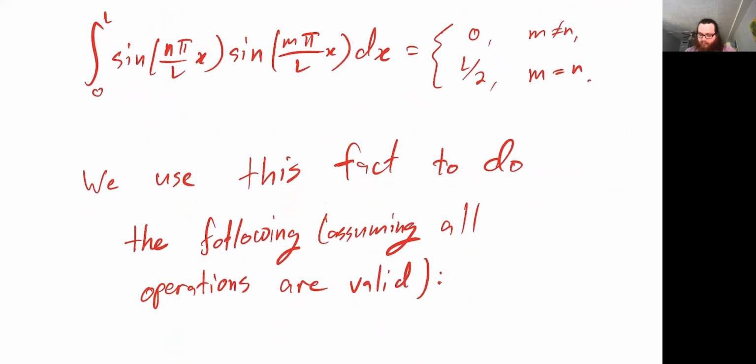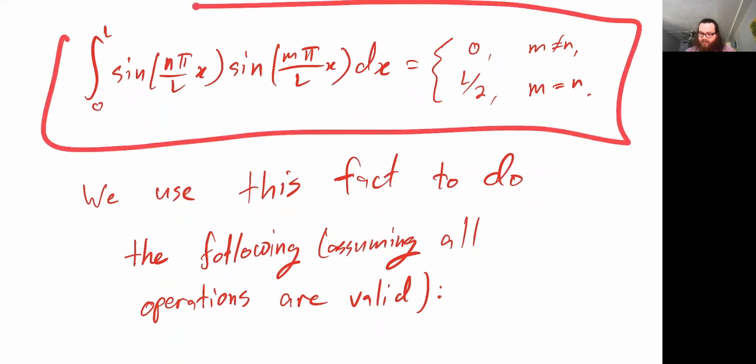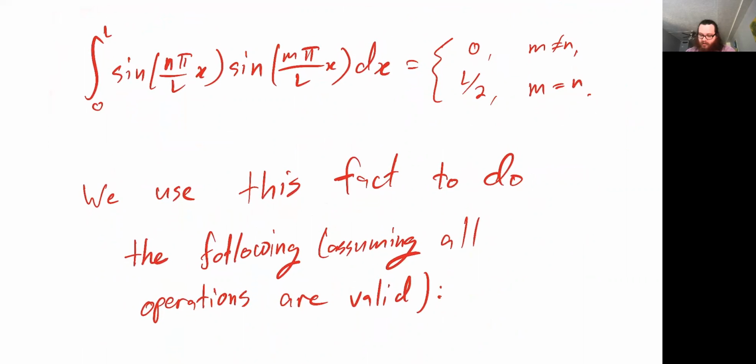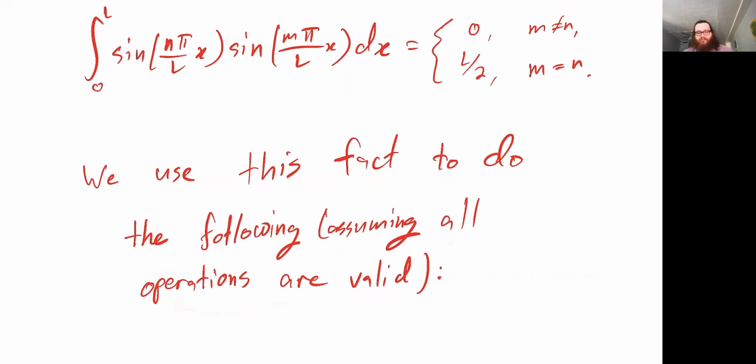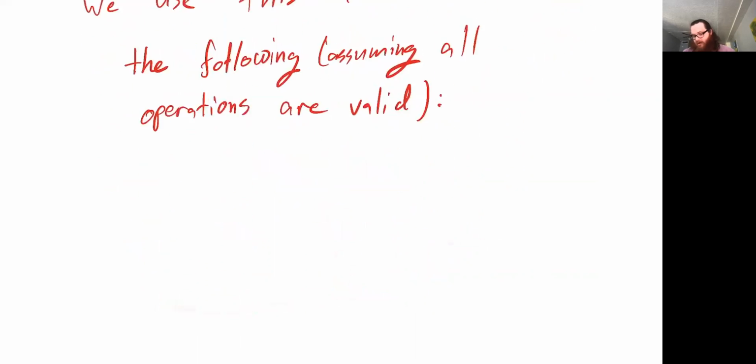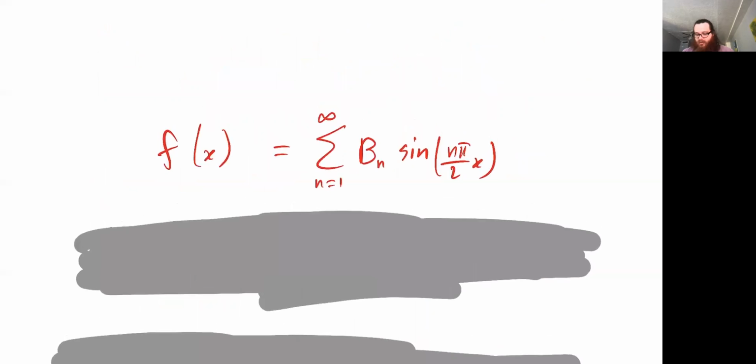Okay. So we're going to make use of this fact, this integral, and we're going to use it in the following way. Assuming all operations are valid, we're going to be distributing an integral across an infinite summation, and a function across an infinite summation. So here we're going to assume all the operations we're doing are valid, which they are, but okay.